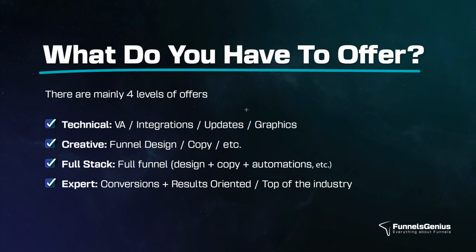So the next thing is, what do you have to offer? Remember, your offer should be built under 4 different levels. Some of you already know this from one of my past trainings, but this has not changed. We have technical level, creative level, full stack, and expert level. If you are targeting expert level, all your positioning should be there. If you're talking technical level, all your positioning should be there. You cannot have a full stack offer and have a technical positioning. You cannot have a creative offer and try to have an expert positioning. It's not going to work.